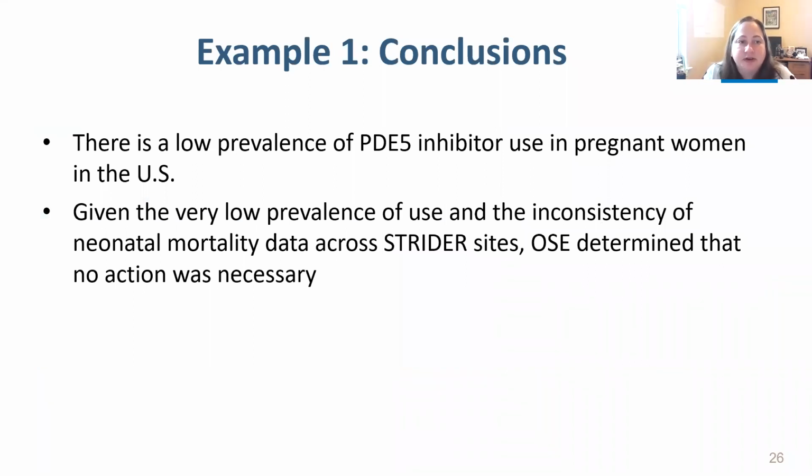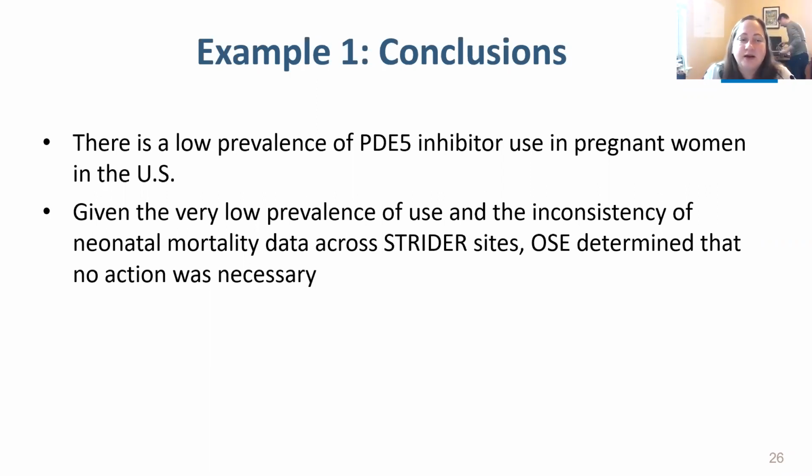Overall, FDA found that this is fairly reassuring. They found a pretty low prevalence of PDE5 inhibitor use in pregnant women, at least in the US. Taking that into account with the data that kept coming out of the Strider trials, as well as data from other sources, they decided at that time that no action was needed. I admit I don't know if they're still following this now, or what has happened in the last year.